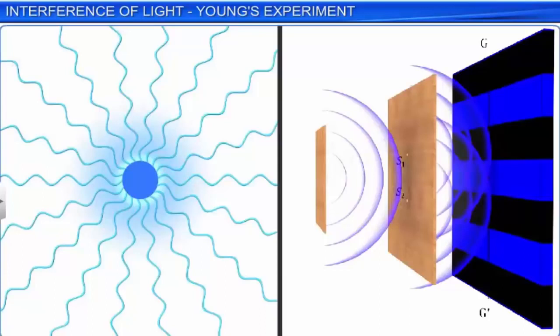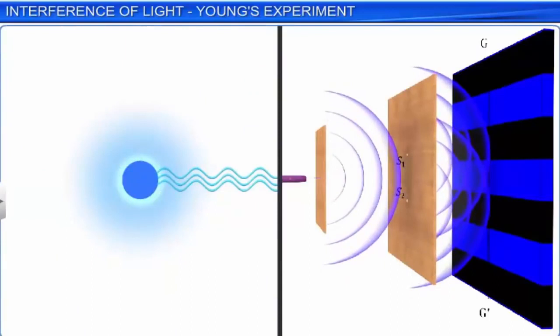In this setup, any abrupt phase change in the source will reflect in exactly similar phase changes in the light coming from S1 and S2. Since laser light is coherent, we observe interference pattern when S1 and S2 are illuminated by laser light.